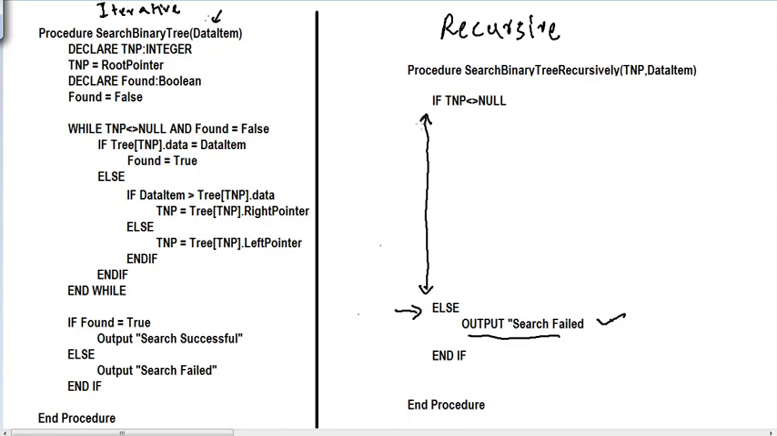But if TNP is not equal to null, then this is the part where we are going to write our code. So if TNP is not equal to null, what we're going to do is check the current node and see if we found the value that we are looking for.